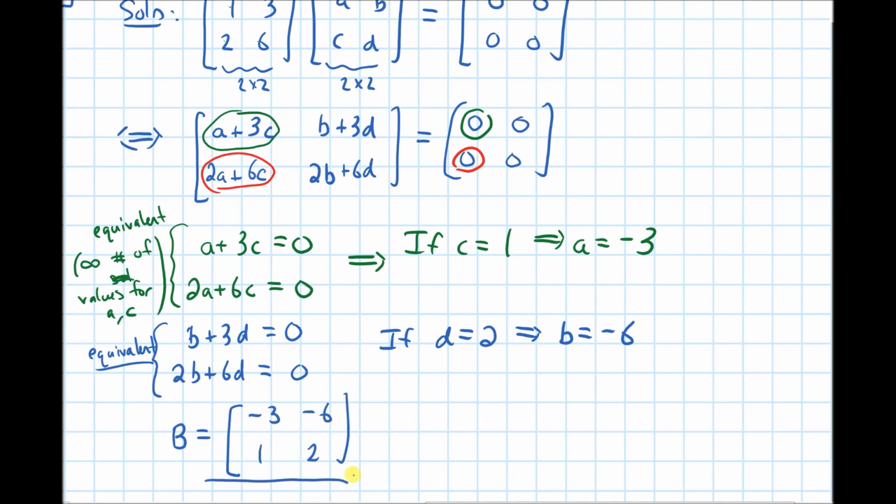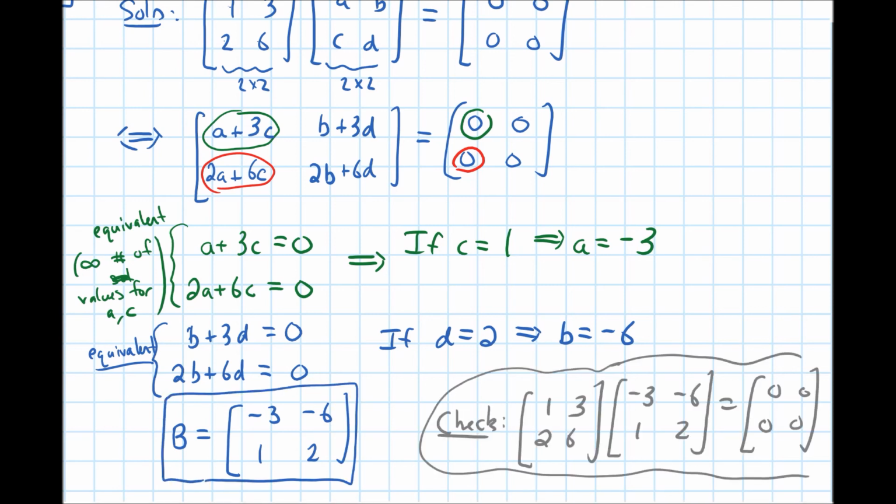And just as a check, I've written over here on the side that if I were to multiply the matrix A times this matrix B that I've just found, if you were to check it and multiply everything out, it does give us the 0 matrix.